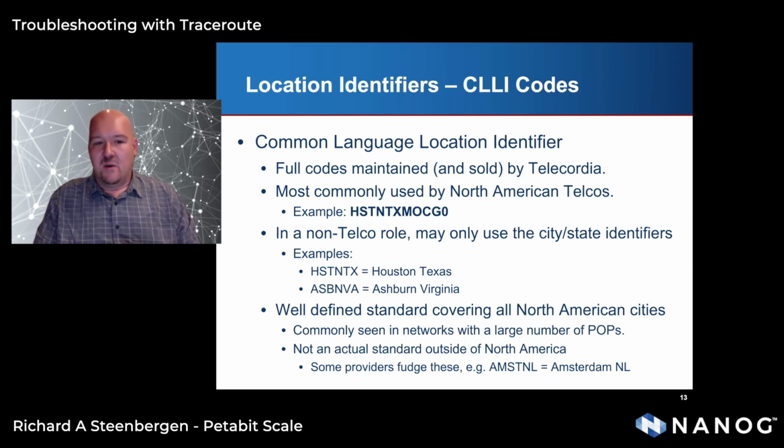CLLI codes stands for the Common Language Location Identifier. These are codes that are maintained and sold by Telcordia, and it's really for North American telcos. Here's an example of a code, and this identifies a particular CO or something along those lines. What you'll typically see in a non-telco role is you'll pull out just the city and state identifiers. So Houston, Texas might be HSTNTX, Ashburn, Virginia might be ASBNVA. NTT is probably the biggest notable user of this as global tier 1s go. But there's a well-defined standard for all North American cities.